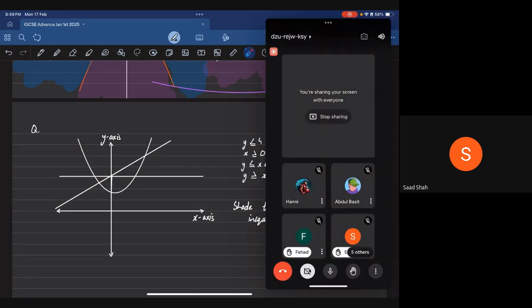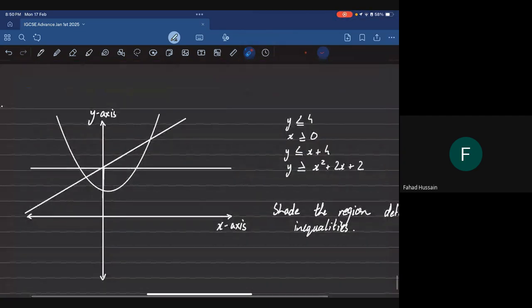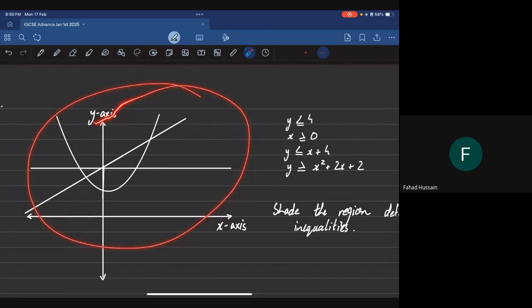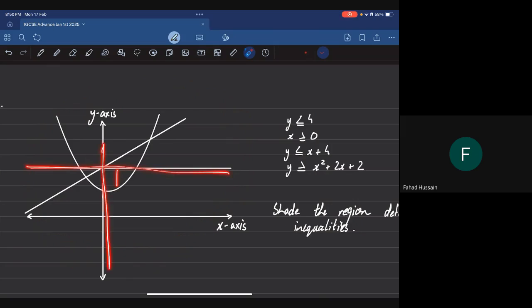Fahad done. Fahad, what's your region? What's the answer? So, like, we have to share it. So, like, how do I tell the answer? Yeah, that is true. I was kind of trying to figure that out. Okay, just tell me where. So, below the horizontal line and towards the right of the vertical line. This is the vertical line. Are you talking about this region?